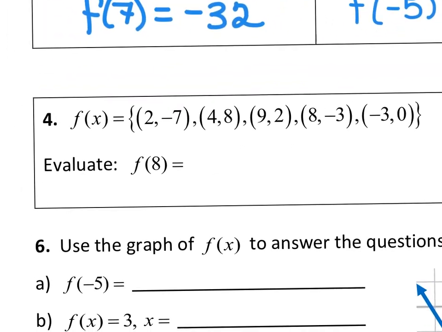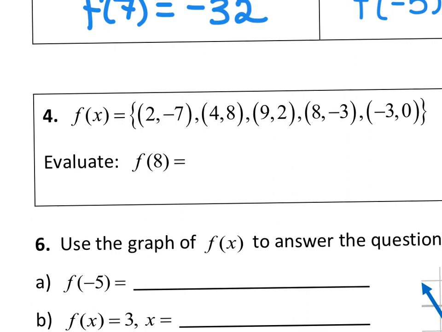In number 4, remember that when you're given a number that is inside the parentheses of the function notation, that is an x value. So we're going to consider that to be an x value. Let me put a little x there. And you're going to look at each of the x values in these ordered pairs above and look for the one that has an 8. And the y value that corresponds to that particular x value is going to be the answer. So f of 8 is equal to negative 3 because negative 3 is the y value when the x value is positive 8.